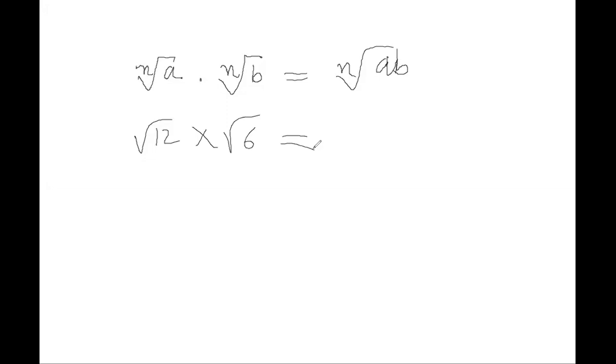So here is also square root, here is also square root. So as per this formula, this will be multiplied. 12 into 6 means square root 72. That's simple.